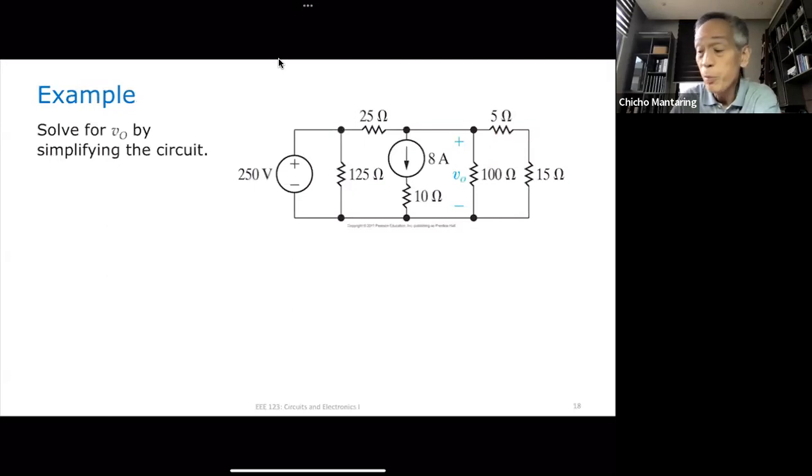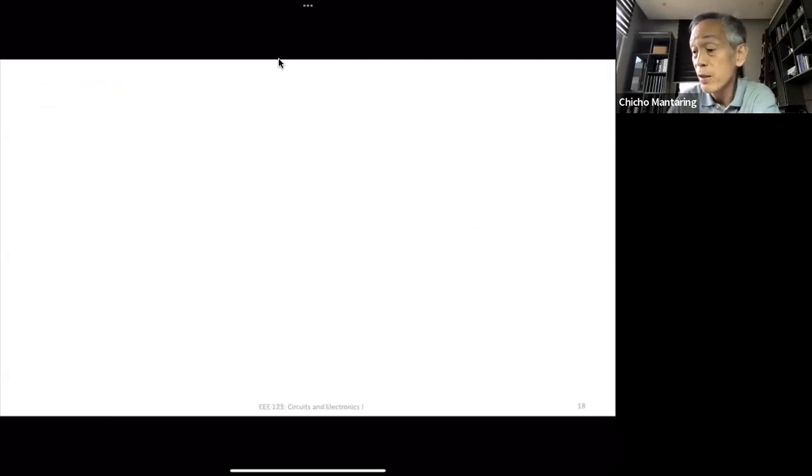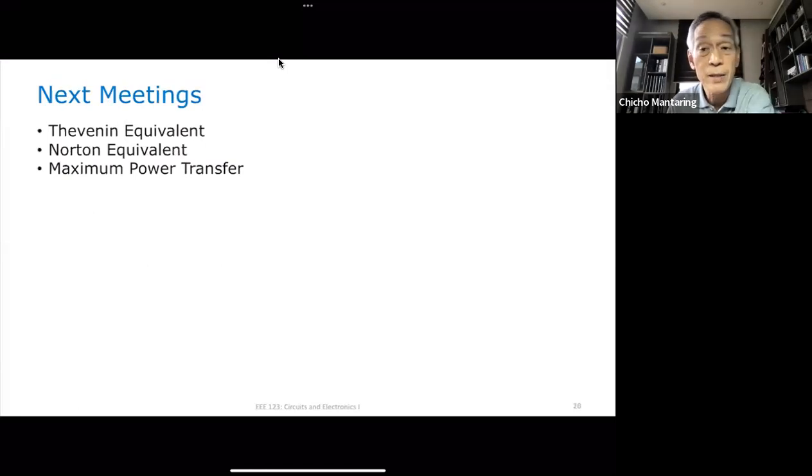Okay, so I'm going to post these notes now. Next week I'll introduce the Thevenin equivalent, then I'm going to introduce the Norton equivalent, and then maximum power transfer. We're going to take these three topics up over the next 3 sessions.